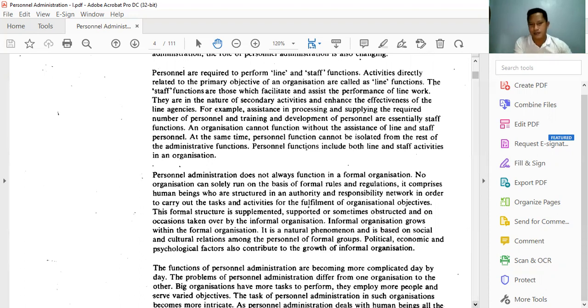So this formal structure is supplemented, supported, or sometimes obstructed, and on occasions taken over, by the informal organization. Informal organization grows within the formal organization. It is a natural phenomenon and is based on social and cultural relations among the personnel of formal groups. Political, economic, and psychological factors also contribute to the growth of informal organization.